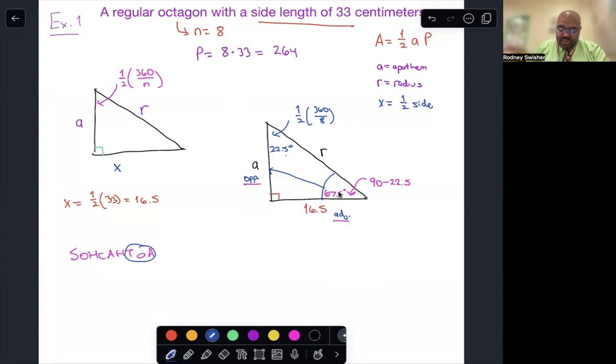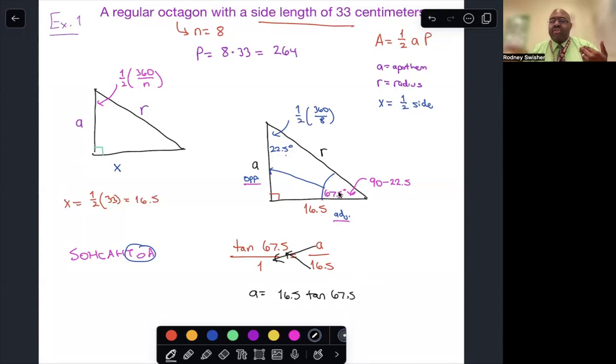So now all we have to do at this point is set up our proportion. So we're going to have the tangent of the angle that we use, which is 67.5 degrees, all over 1, which is equal to the opposite, which is going to be A, over the adjacent, which is 16.5. Now, we're going to cross multiply. We're going to have A times 1, which is just going to be A. We're going to multiply 16.5 to the tangent of 67.5. And so now all we have to do is calculate what that is.